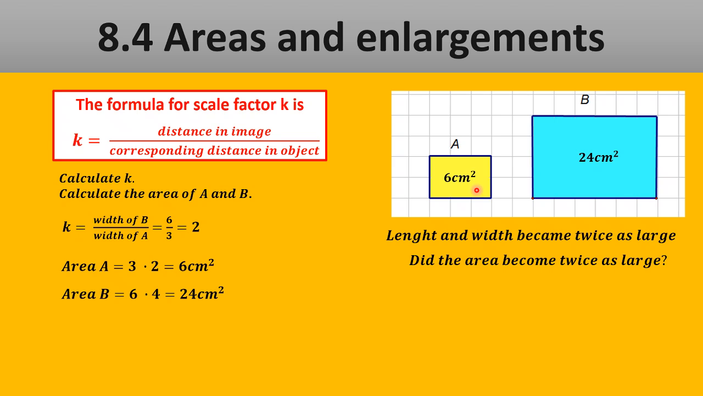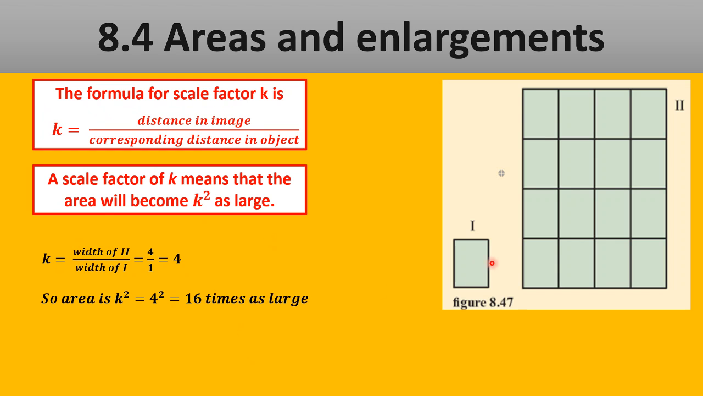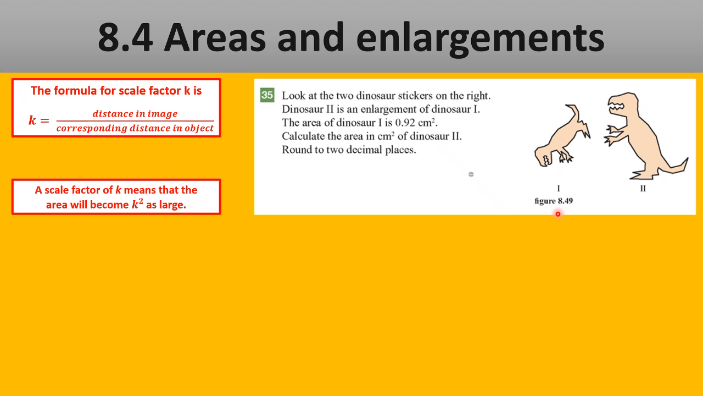Hey, that happens here, right? 6 and 24. Here you start with 1. The scale factor is 4. So my area becomes 4 squared is 16 times as large. That's okay, because 1 times 16 is 16.